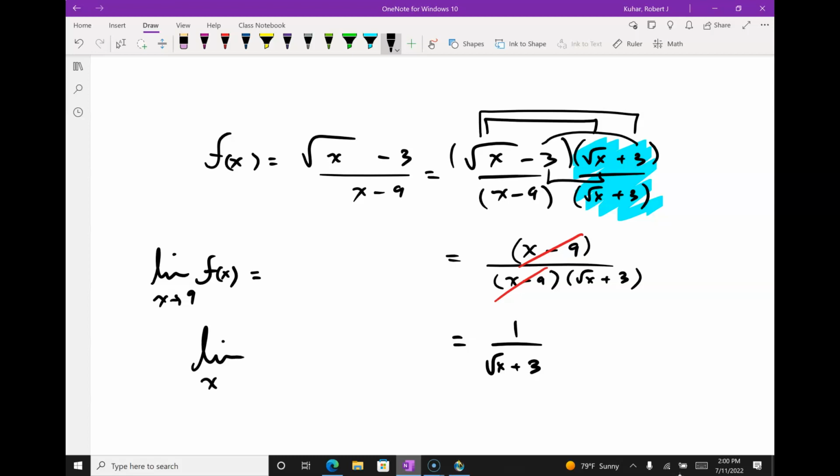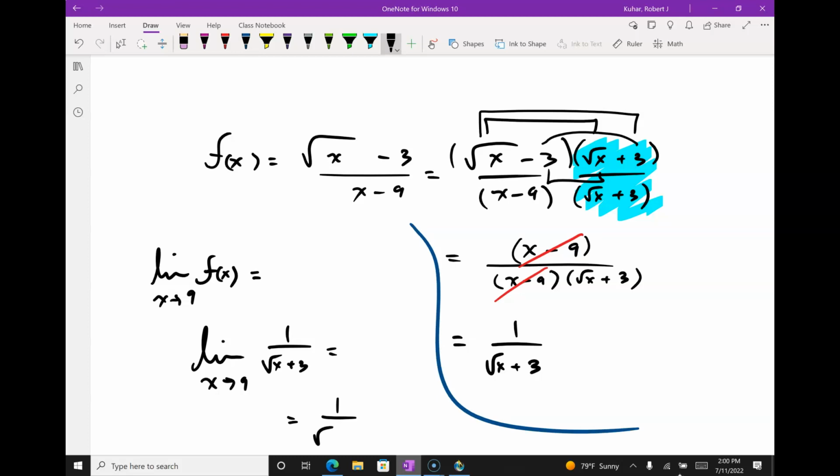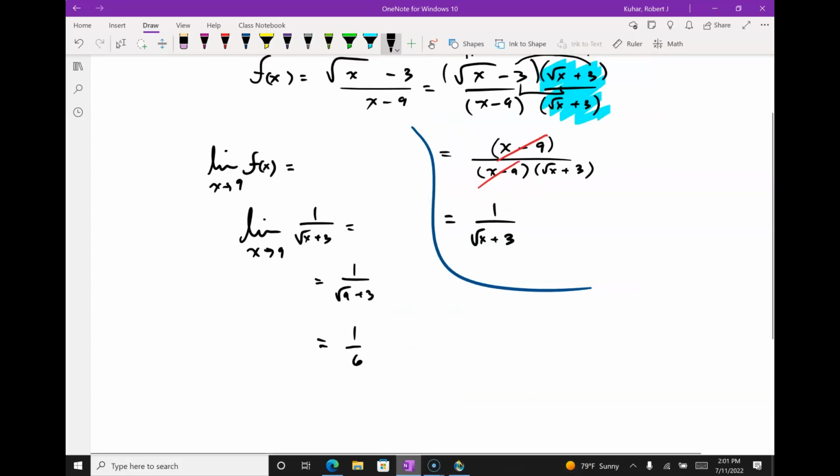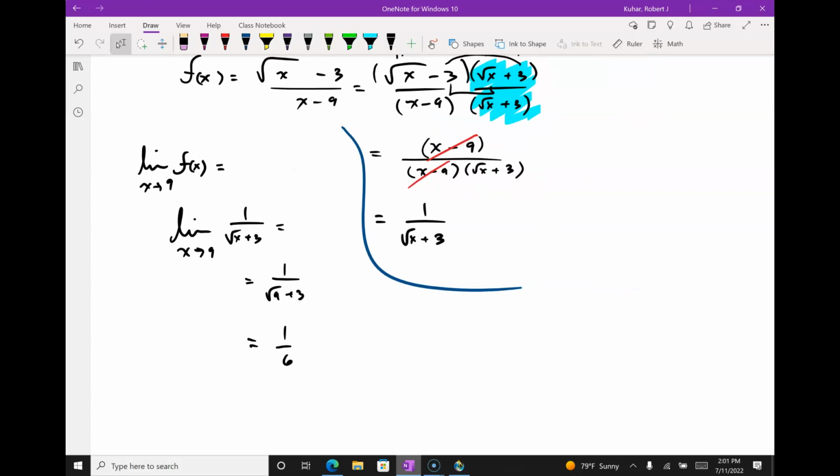So this is the limit as x goes to 9 of my replacement function 1 over square root of x plus 3. And now I can plug in. Square root of x is square root of 9. And I get 1 over 6. Let's look at that one on Desmos. I'll wait for you.